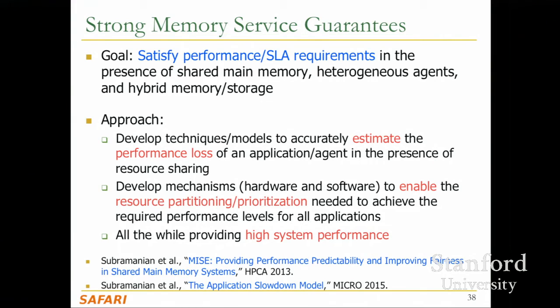So I'm not going to talk about this, but we have a mechanism that's coming up. It'll be published in MICRO in December that talks about an application slowdown model that achieves an error of within 10% to do the slowdown estimation in caches and main memory.